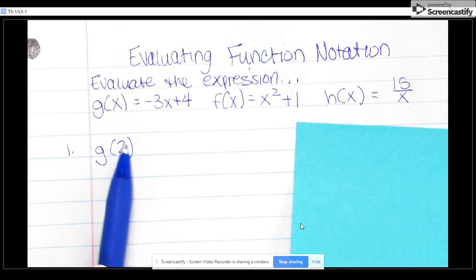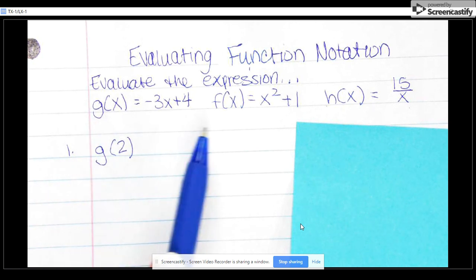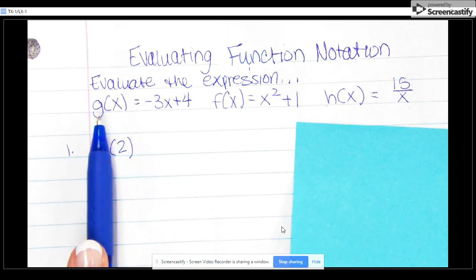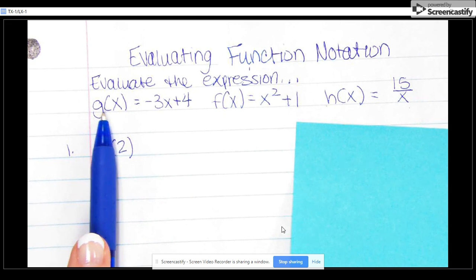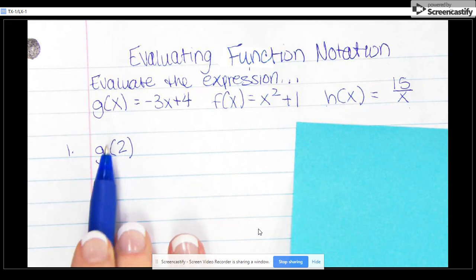Since my first question right here has a g in front, I'm going to use the equation that has a g in front as well. So that's this one right here. So that's your first step, is identifying the equation that you are going to be using. I have that as step 2 in the notes, but it's okay. Step 1 and step 2 are interchangeable.